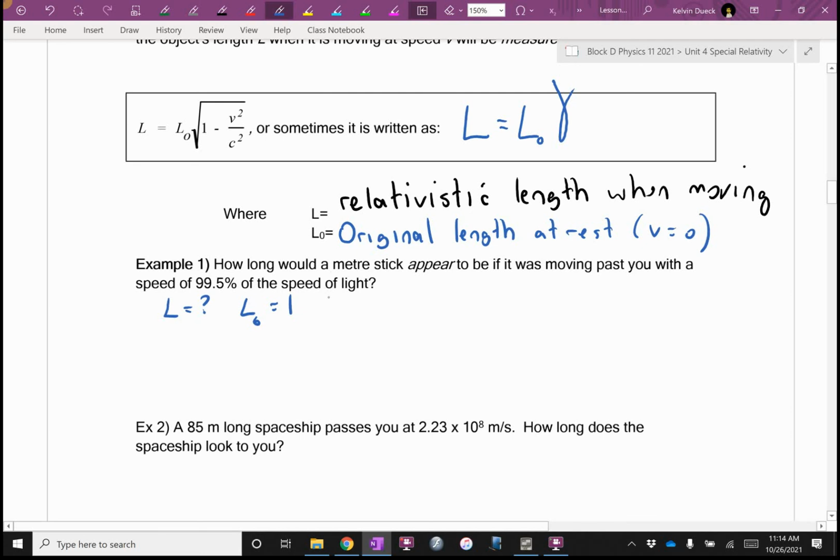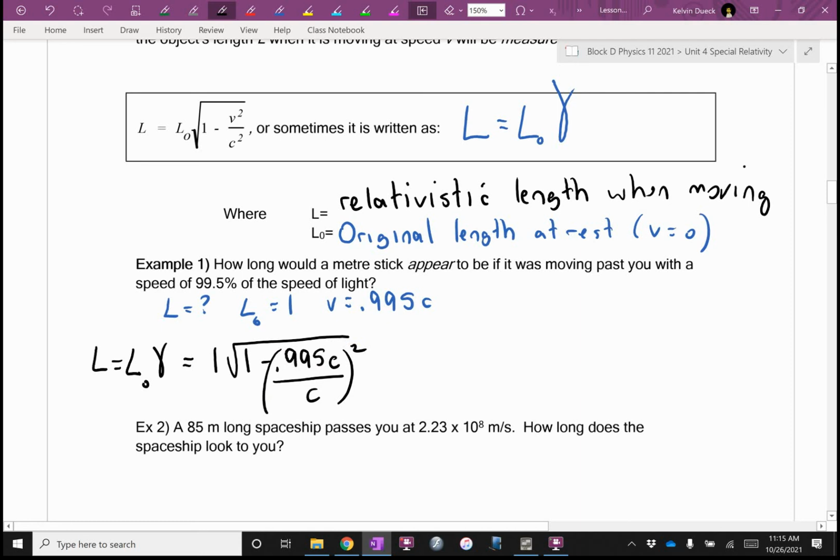What's our speed? How would I write 99.5% of the speed of light? 0.995 c. Okay. Here's my length contraction equation. It says L equals L0 times that square root thingy. What do I need to get by itself? L or L0? Hey, it already is. Bonus. Yes. So it's going to be 1 times the square root of 1 minus 0.995 c all over c squared.